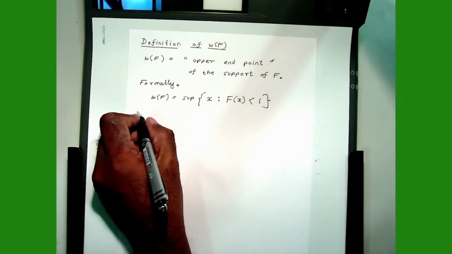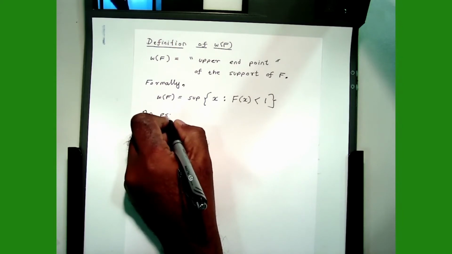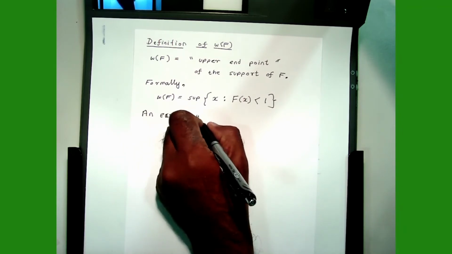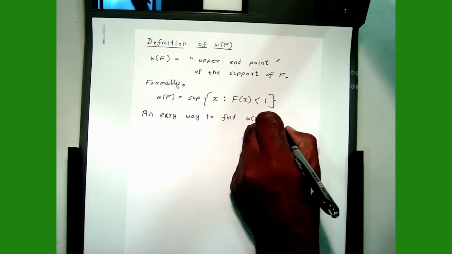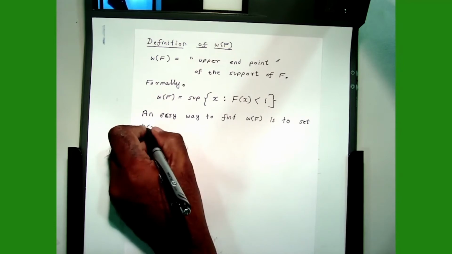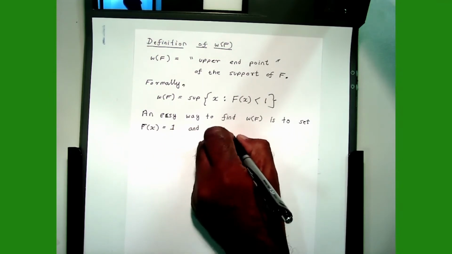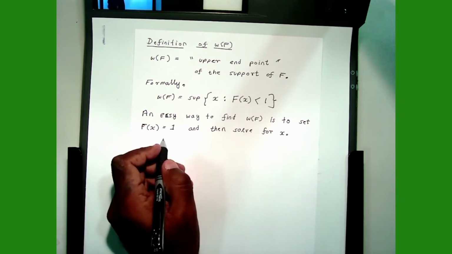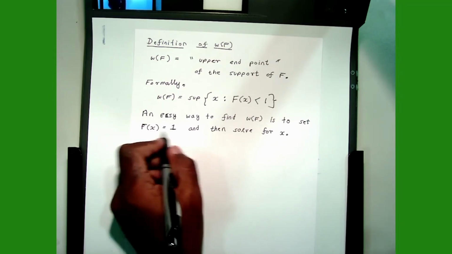So an easy way to find W of F is to set F of x equal to 1, and then solve for x. This is the easy way to find W of F: set the CDF equal to 1, and whatever solution you get for x out of this is W of F.